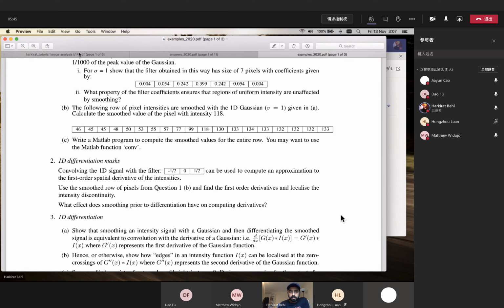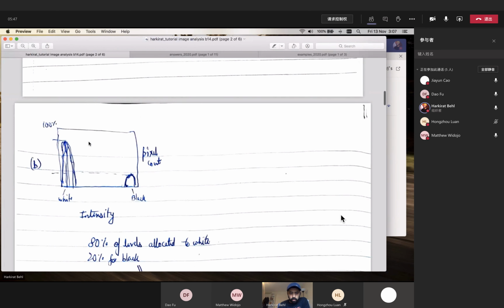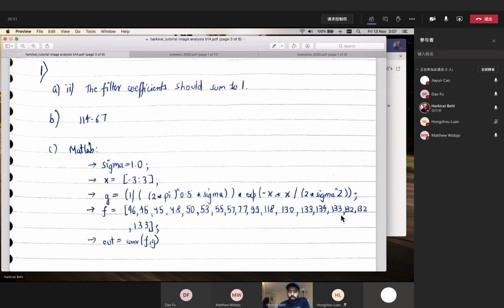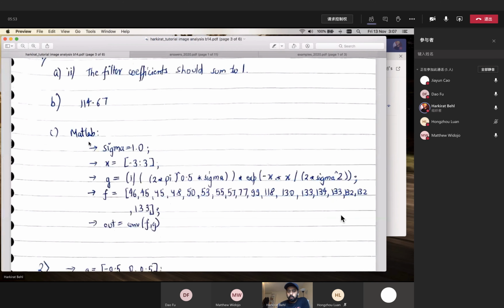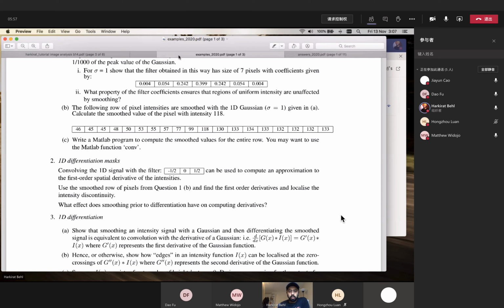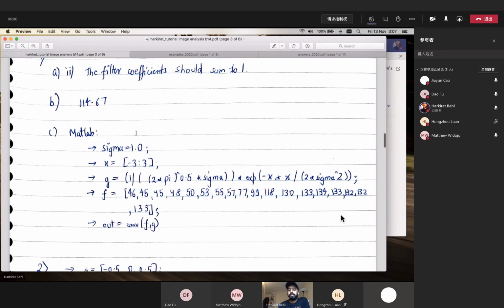So the third part is, let me check if I have written the code for that. Some of you have written it. So this is the code for the third part. You were supposed to write a little bit of code, a MATLAB program to compute the smooth values for the entire row. You may want to use the MATLAB conv function. So how can you use the conv function to do this?